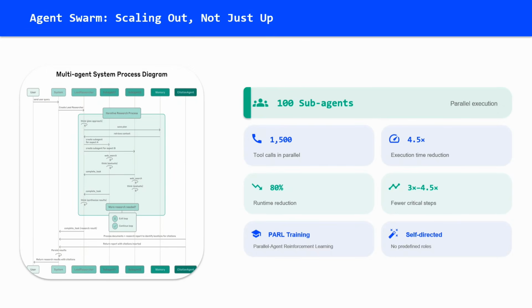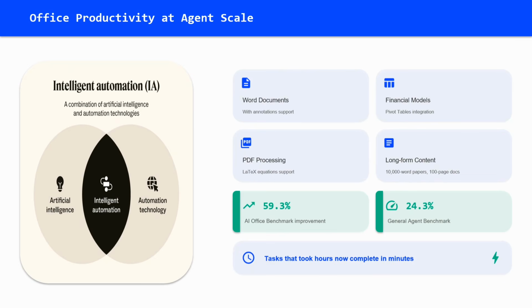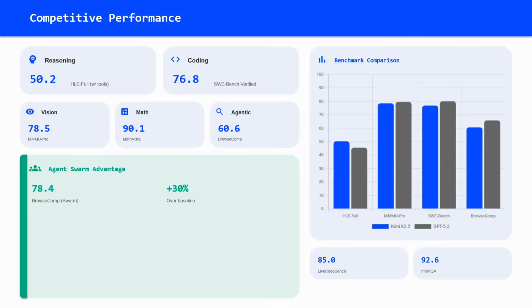100 sub-agents, about 1,500 tool calls in parallel, 4.5x execution time reduction, 80% runtime reduction, fewer critical steps, parallel training, that is parallel agent reinforcement learning, and self-directed, no predefined roles. It can be used for generating Word documents, financial models, PDF processing, long form content, and whatnot.